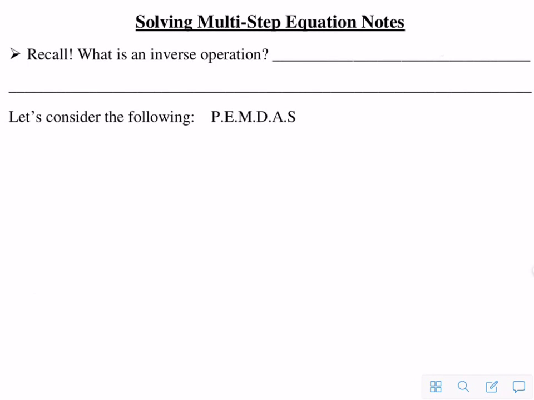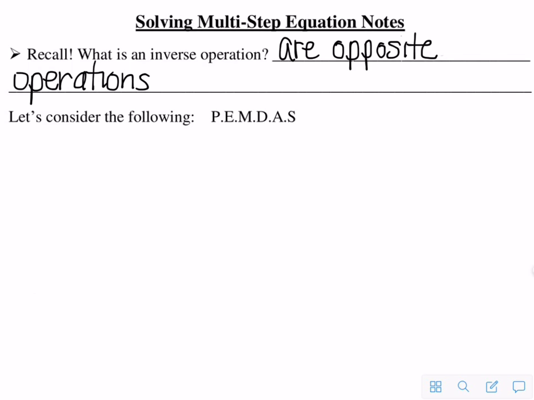Welcome back to solving multi-step equations. As a recall, what is an inverse operation? An inverse operation is opposite operations that undo each other. So remember, that is like addition and subtraction, and multiplication undoes division.